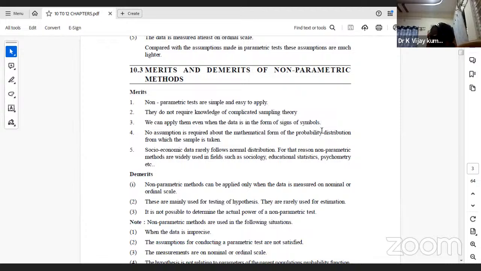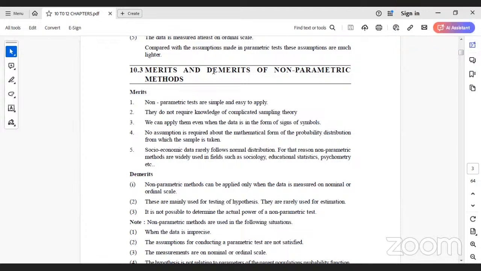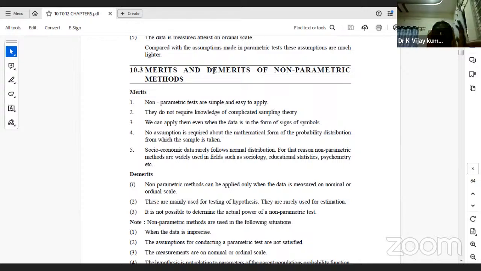What are the demerits here? Non-parametric methods can be applied only when the data is measured on a nominal or ordinal scale.